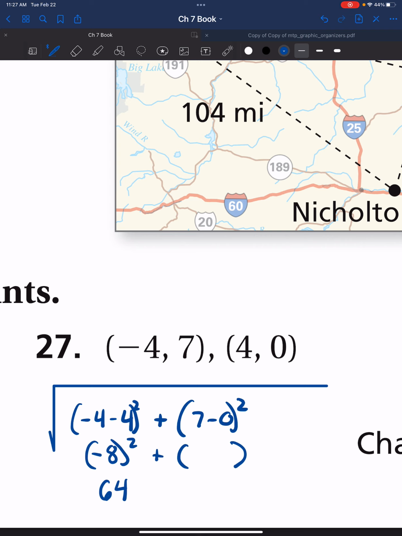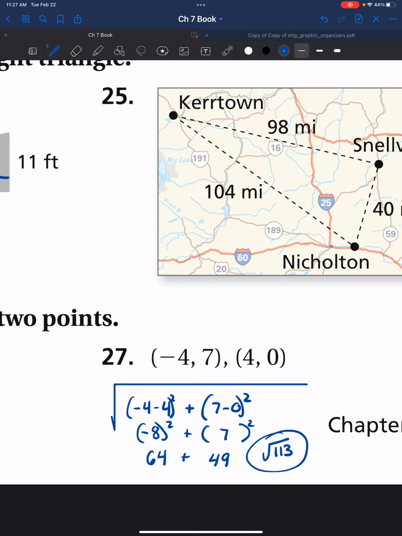7 minus 0, 7 squared. Good. So now it's just the square root of 64 plus 49. What is 64 plus 49? 113. So it's the square root of 113. It's nothing cute. It's 10 point something, right? So my answer can just be the distance is the square root of 113.